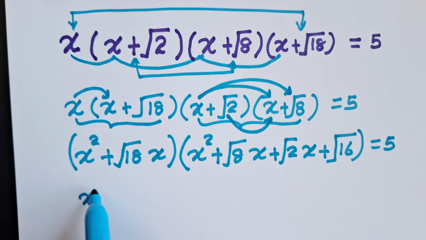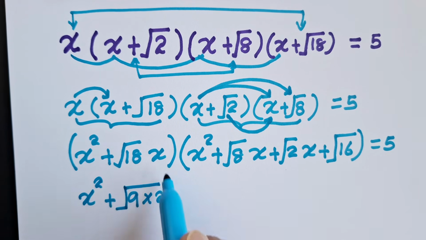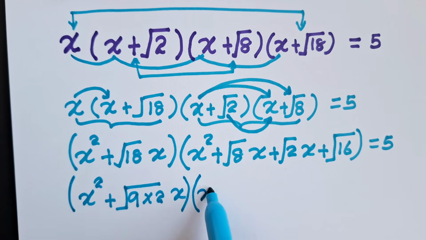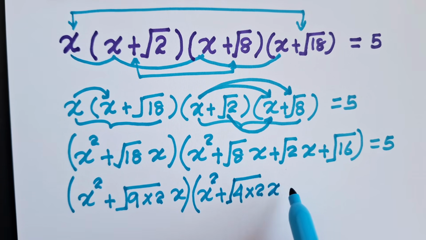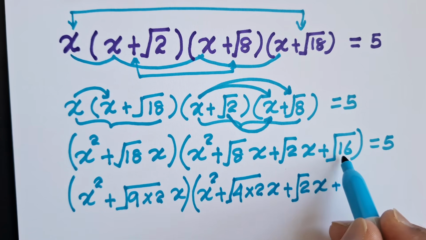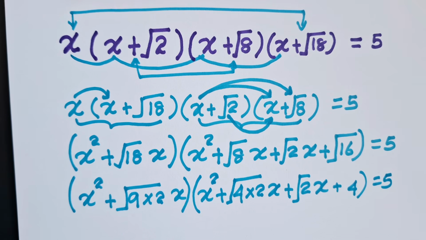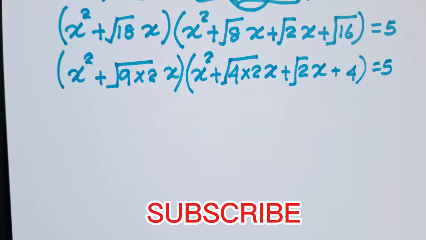Now here I have x squared. 18 can be written as 9 times 2, square root of 9 times 2 times x. Here I have x squared. 8 can be written as 4 times 2, square root of 4 times 2 times x, square root of 2 times x, plus square root of 16, which is equal to 4. Right hand side we have 5. Now I can simplify the left hand side further.